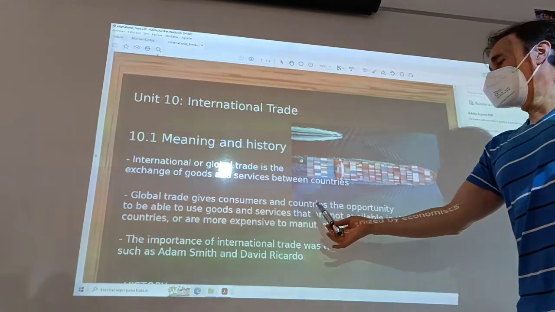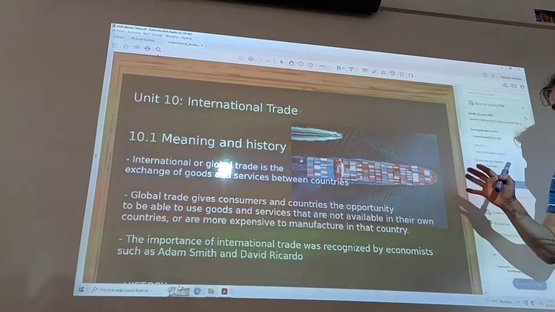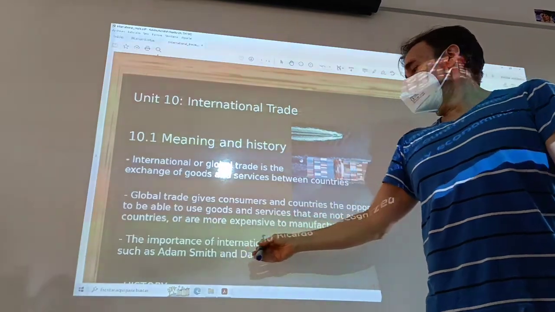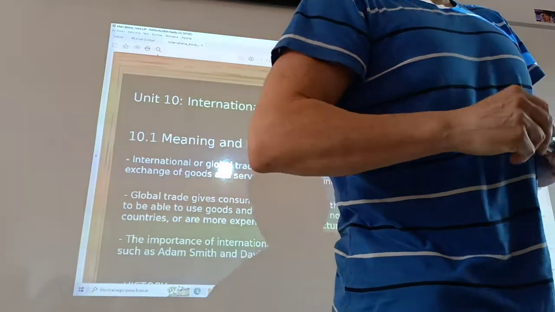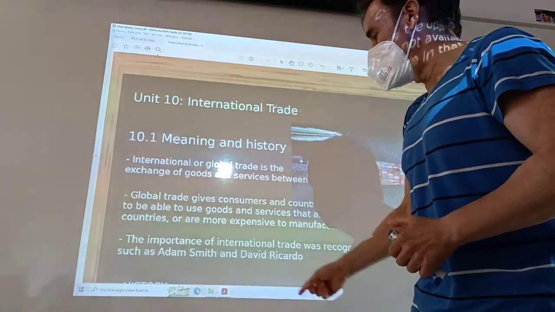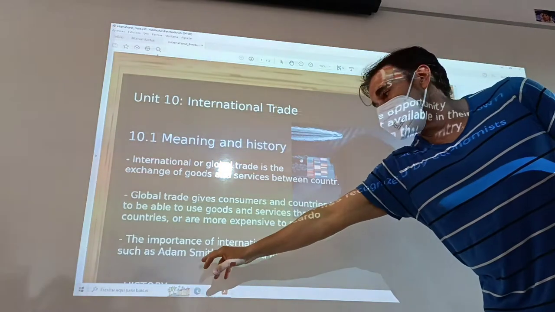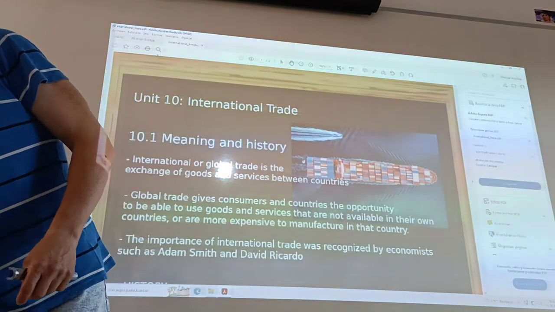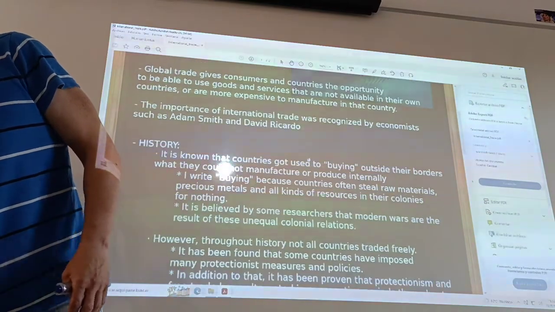Global trade gives consumers and countries the opportunity to use goods and services that are not available in their own countries or are more expensive to manufacture in their own country. For this reason, a country could buy other products in another country. The importance of international trade was recognized by economists such as Adam Smith and David Ricardo. They are two important economists in the history of economics and trade.